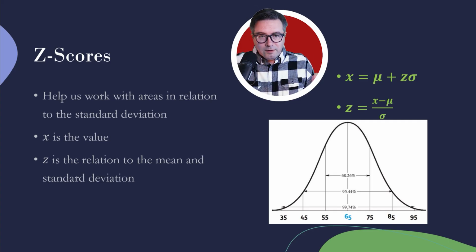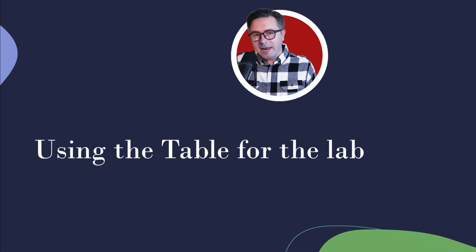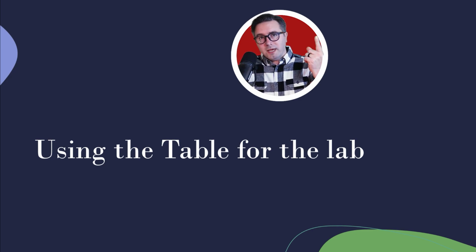So the two equations that I have up here: solving for x, it's the population mean plus z times the standard deviation, or we could solve for z by x minus the population mean, divided by the population standard deviation. That's how we can go back and forth between x and z. Now for doing the lab, there are two ways that you can do it. One is using the given table, two is using R. I'll show you how to do R in a little bit, but first let's talk about this table.